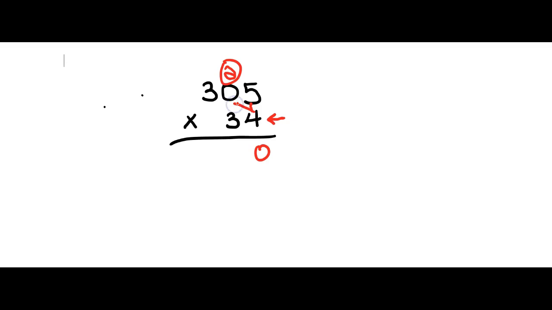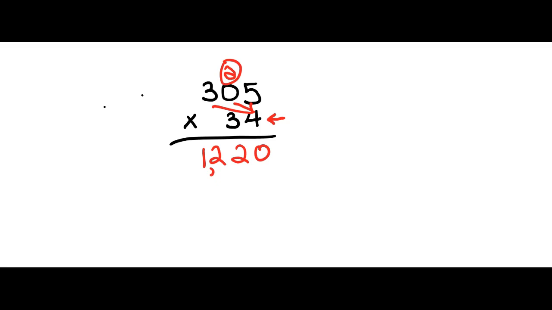4 times 0 is easy. Anything times 0 is 0. So 4 times 0 is 0, plus 2 is 2. 4 times 3 is 12. There's nowhere to carry the 1, so I can put the whole 2 down. Put my comma, and I have 1,220.